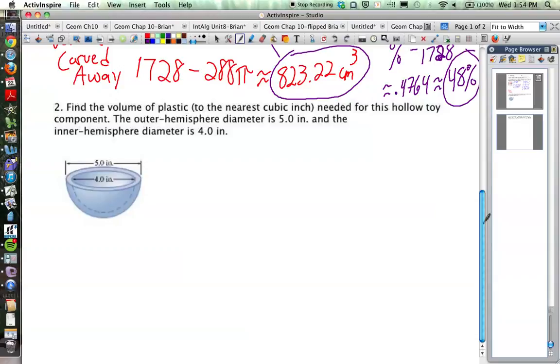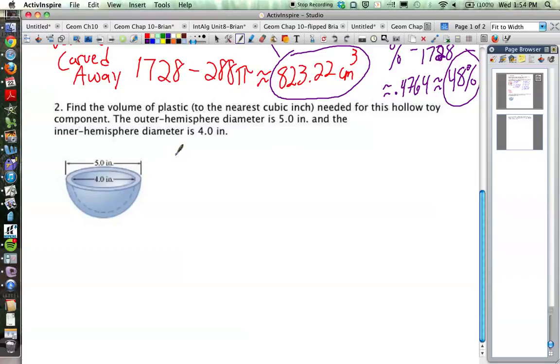If we need the amount of plastic for this object right here, we're really going to be thinking about the spheres, because this is a hemisphere, but it's a hollow hemisphere, and the plastic is the amount on the outside, basically the thickness right there. Think of it as like a bowl. It's the thickness of that hemisphere. So we're going to take the larger hemisphere with the 5-inch diameter and then subtract out the inner hemisphere with the 4-inch diameter, and the amount that's left will be the difference between the two, and that will be how much plastic we need. So we're going to do another subtraction problem.